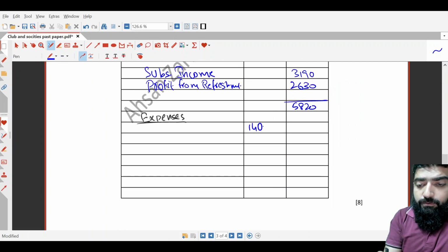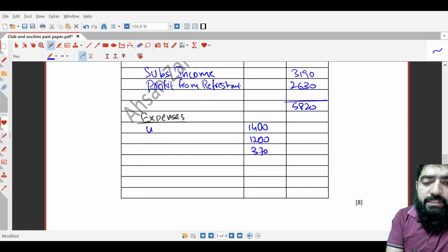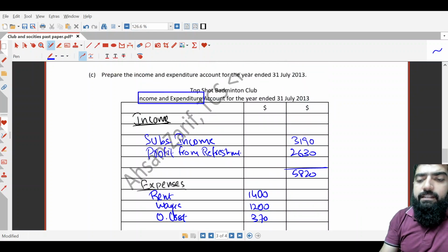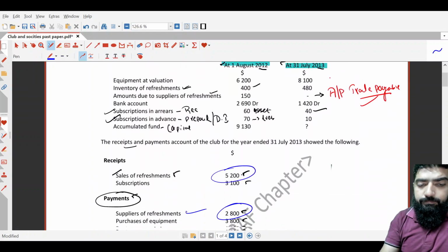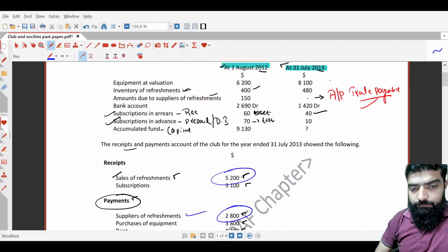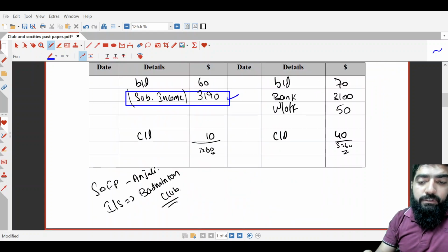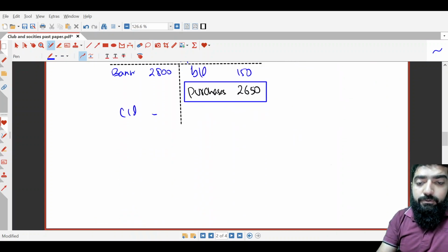Rent 1400, wages 1200, and other cost 370. Okay. Any other expense that will be incorporated over here? Well, we purchased equipment, so there has to be the depreciation of equipment. So there will be a depreciation that we need to recognize.